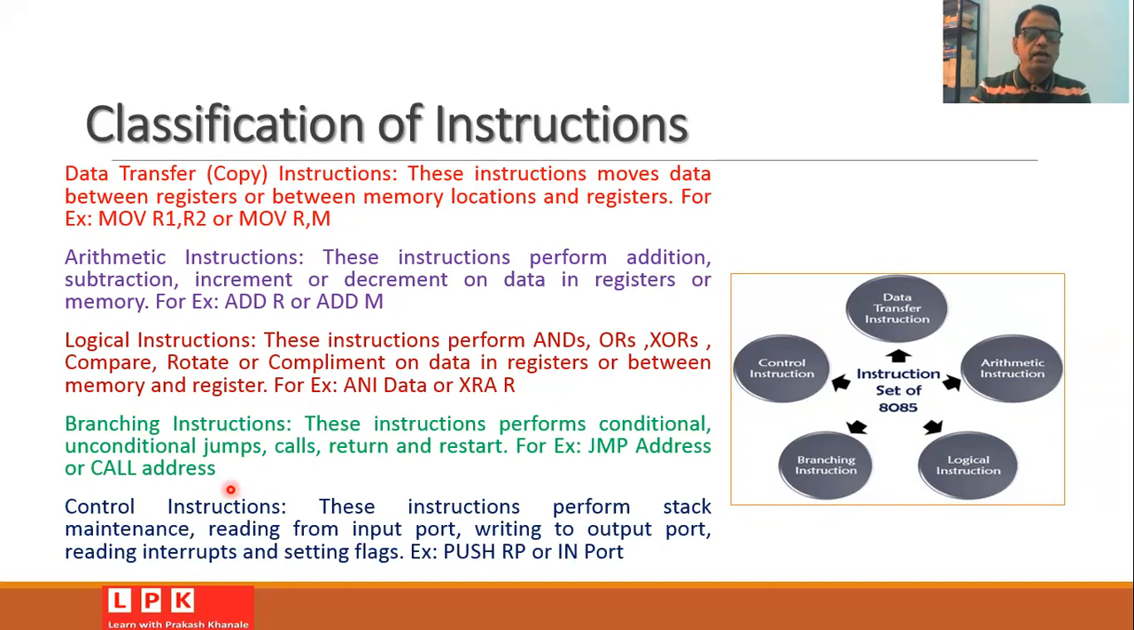Certain instructions are used for stack maintenance, reading from the input port, writing to the output port, or many times we need to read the interrupts, or set the flags. These instructions are called control instructions. For example, PUSH RP or IN port number are control instructions.